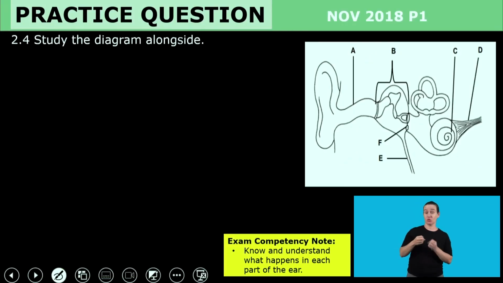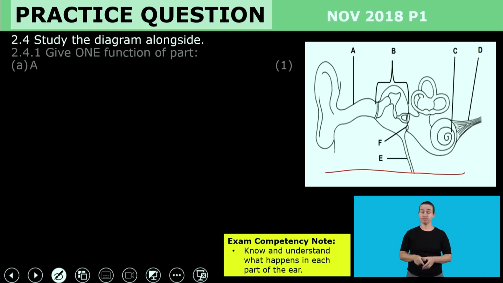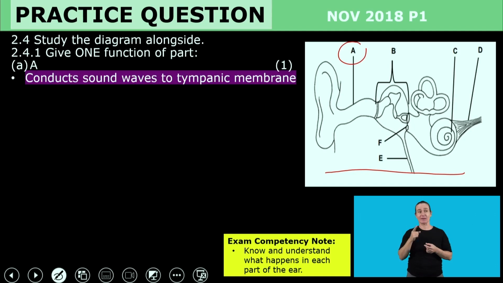Let us look at November 2018, paper 1. 2.4, study the diagram alongside. Always it is a norm that you look at the diagram, you study it before you attempt answering questions. 2.4.1, give one function of part A. So you look at part A, you must be able to know the structure itself before you know the function. Part A is an auditory canal. And what is the function? It conducts sound waves to tympanic membrane.